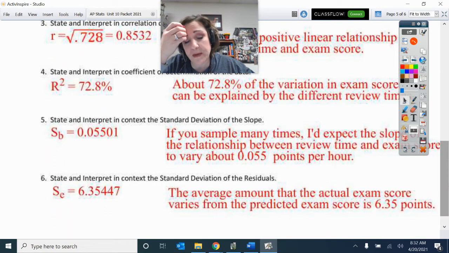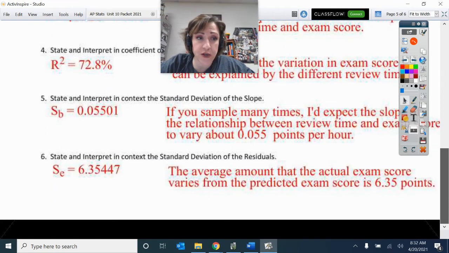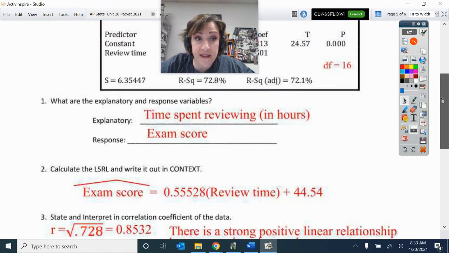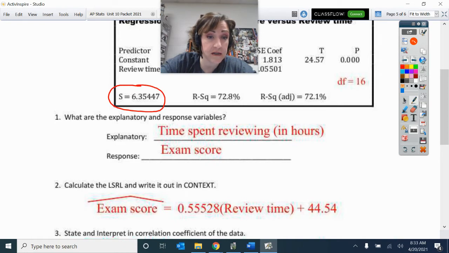I'm afraid I'm going to run out of time here, so I'm going to zoom past number 3 and number 4. We've already done those before, and you could look these up in the notes. Also, the same thing, we just recently practiced. State and interpret in context the standard deviation of the slope. Look what notation I used, S with a little b. State and interpret in context the standard deviation of the residuals, S with a little e, which is this right here, that plain S.